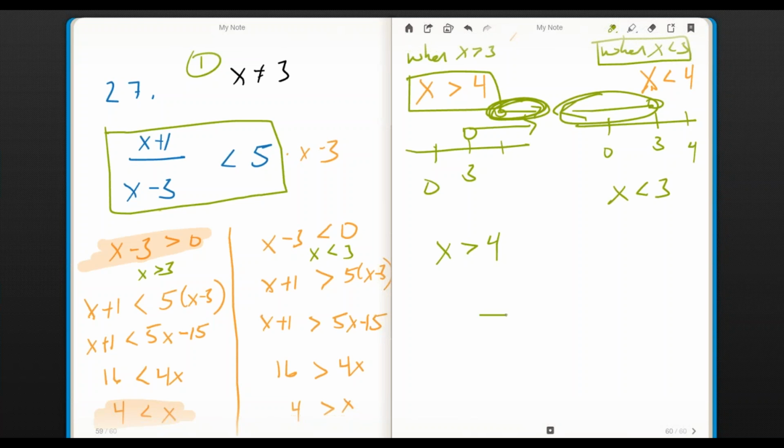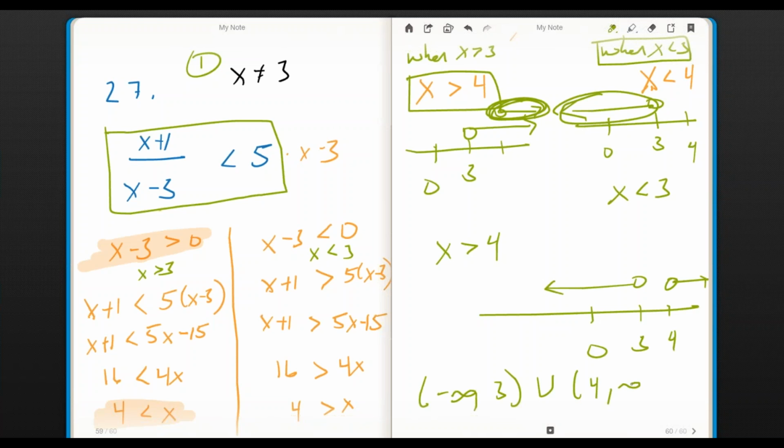So if I'm going to put these on the same number line, what we're saying is x has to be less than 3, or it also works if x is greater than 4. So our interval notation will look like this: from negative infinity to 3, union from 4 to infinity. Notice there is not an equal sign on here, it's only less than, so I have parentheses and not closed brackets.